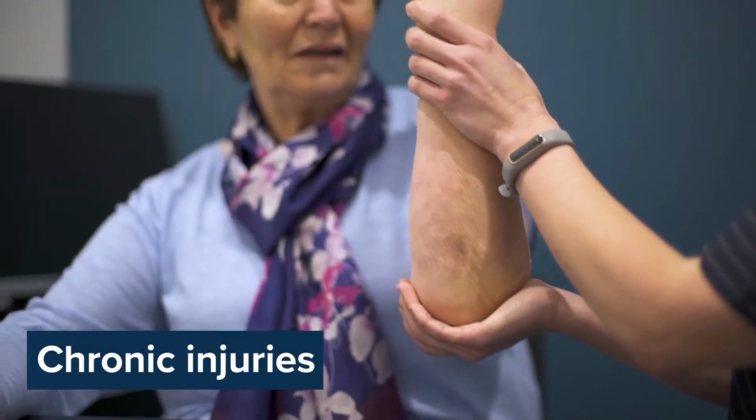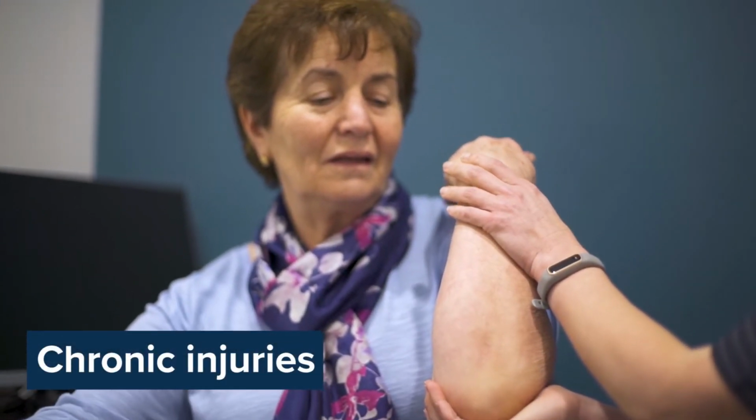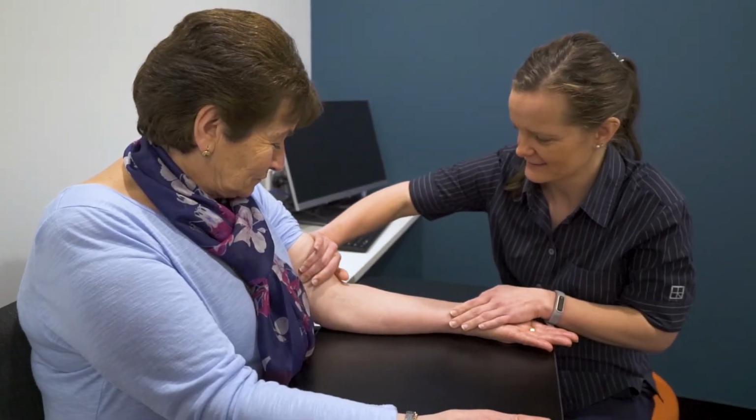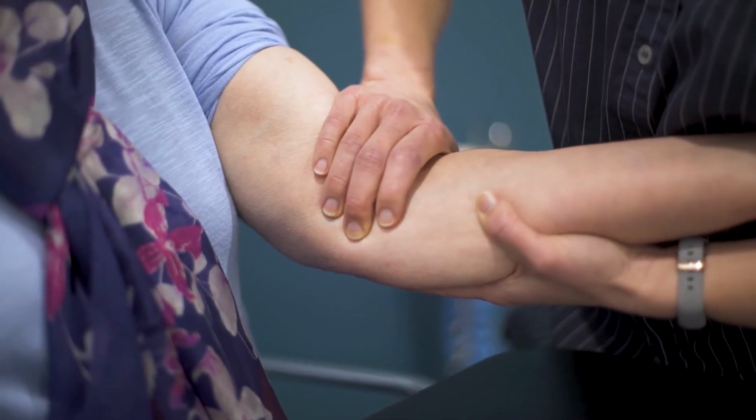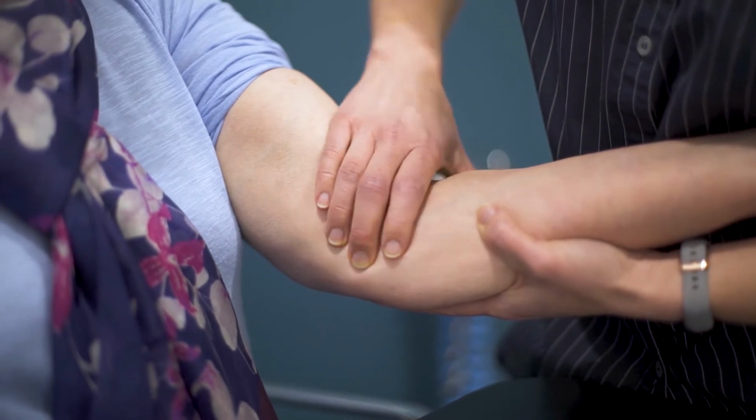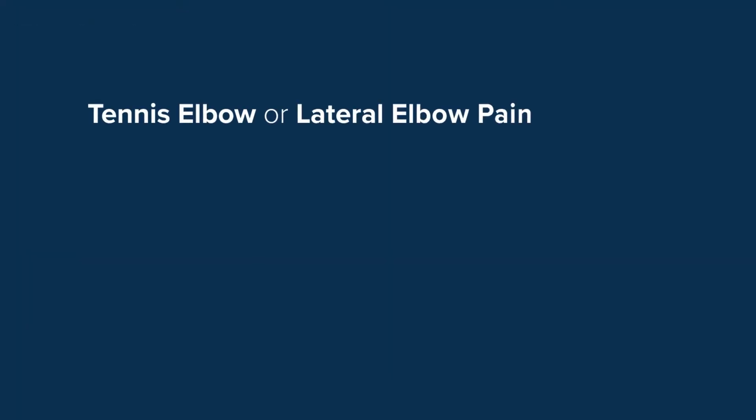There are various muscles and their tendons around the elbow joint. Because we use our hands and our arms for so many things, these tendons can become irritated due to repetitive use and overloading, for example with computer use, sport, or work. One common example of this is tennis elbow, or lateral elbow pain.